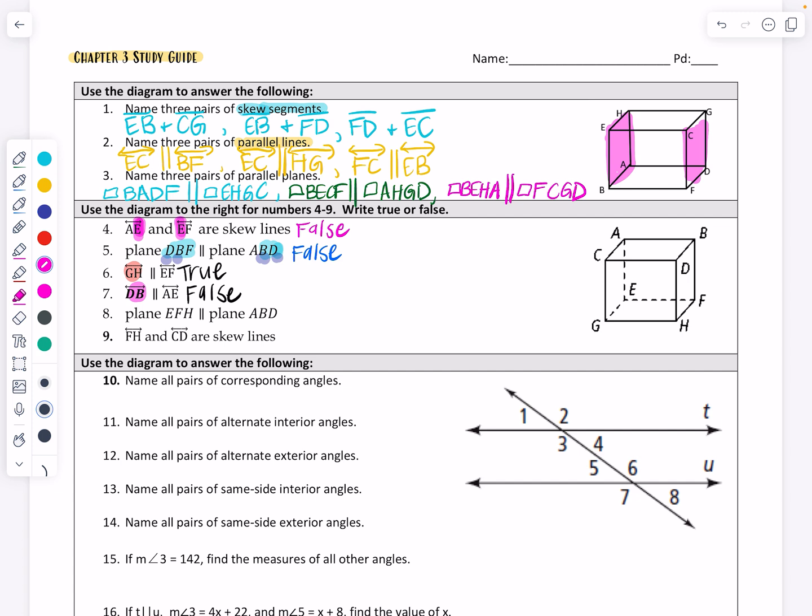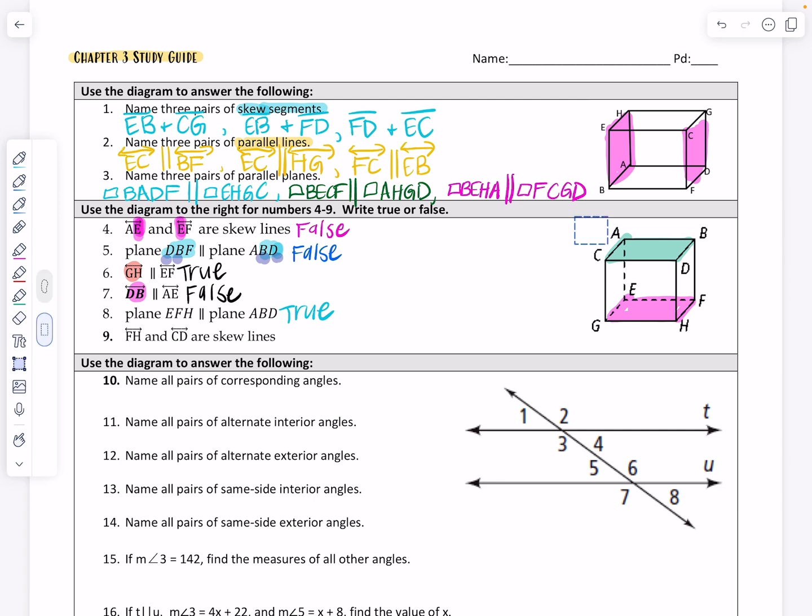All right, let's do the next one. We want to know if plane EFH, so that's this floor right here, EFH, is that parallel to plane ABD? That's the ceiling. That's the floor. Are those parallel? We would say true. The floor is parallel to the ceiling.